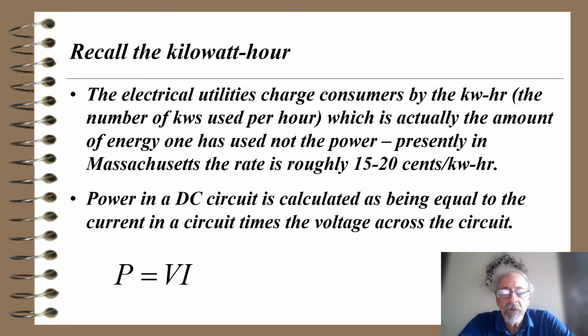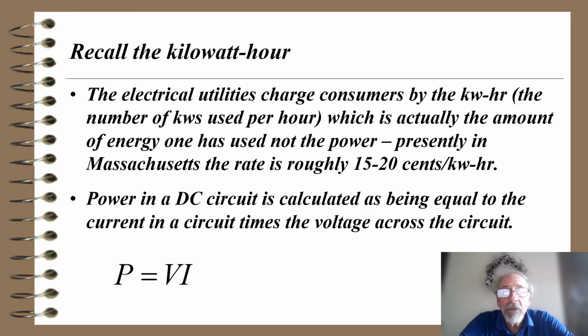So the electric utilities charge consumers by the kilowatt hour. That's the number of kilowatts used per hour, which is actually the amount of energy one has used, not the power. Presently in Massachusetts, the rate is roughly 15 to 20 cents per kilowatt hour. Today is November 1st of 2022, and today utilities talked about the fact that electric bills might go up by 64% due to shortages of the materials we use to produce energy.